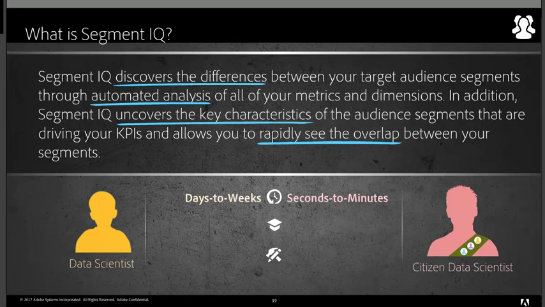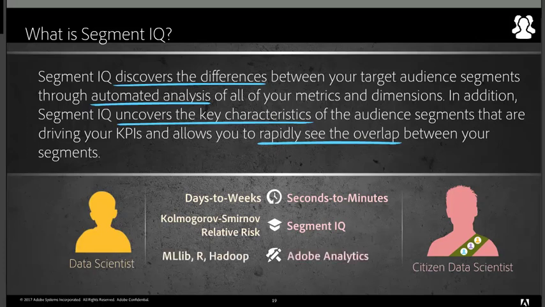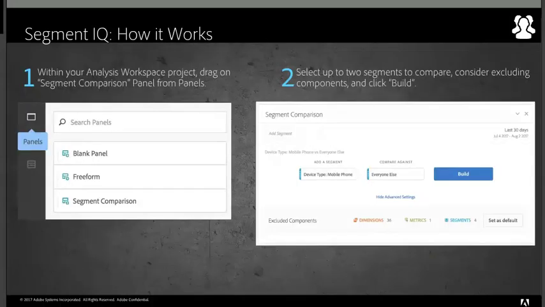From a data scientist perspective, this would similarly take days to weeks, whereas for a citizen data scientist within Analysis Workspace, it's just seconds to minutes. And there's all sorts of crazy algorithms that would be leveraged by the data scientist. Instead, we're just simply recommending that segment compare be used within Analysis Workspace.